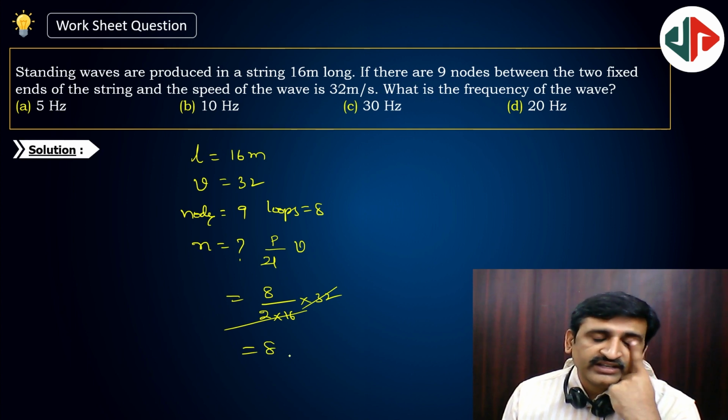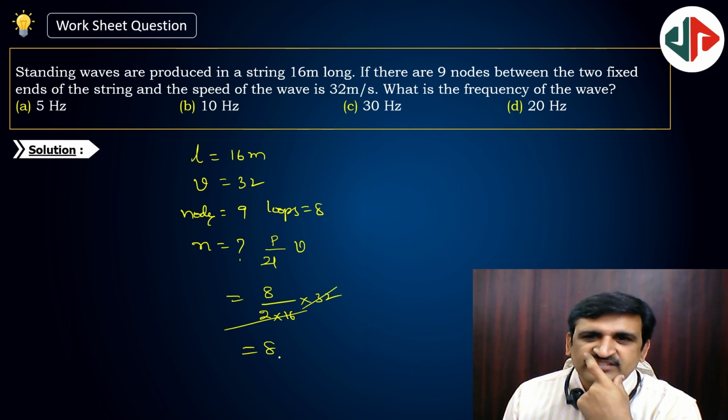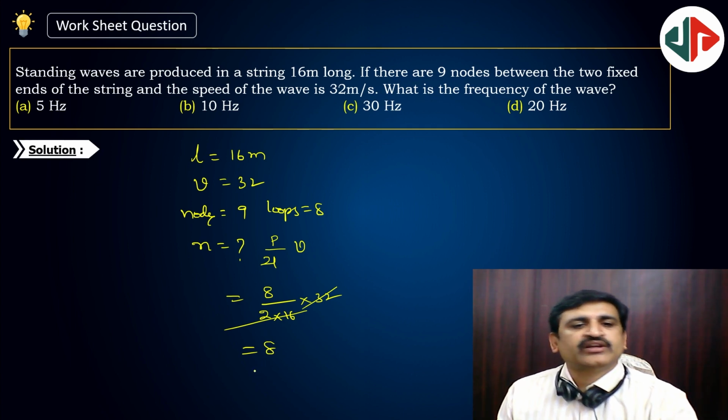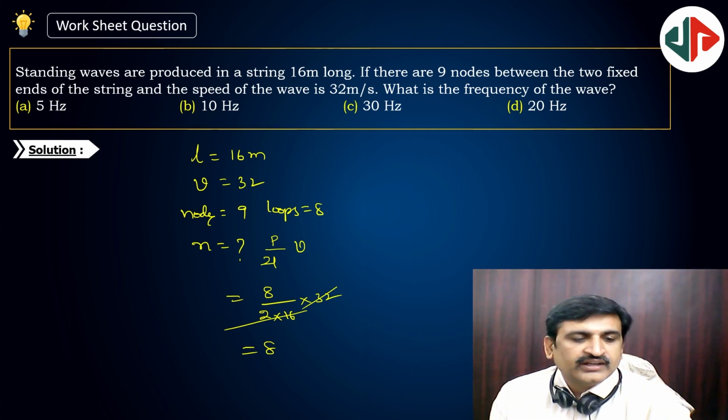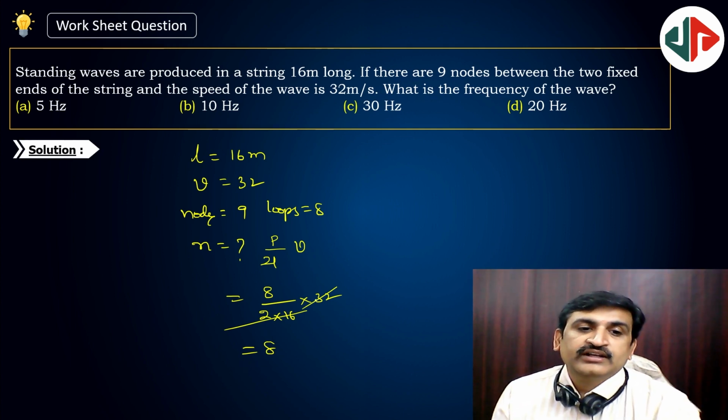There is no 8 here. What did he ask? Frequency. Okay. Which frequency? What is the frequency of the wave? Okay, standing wave only. Everything okay only. 2 16s are 32 only. Okay. Let me check. Yeah, actually I checked it. He took number of loops 10.